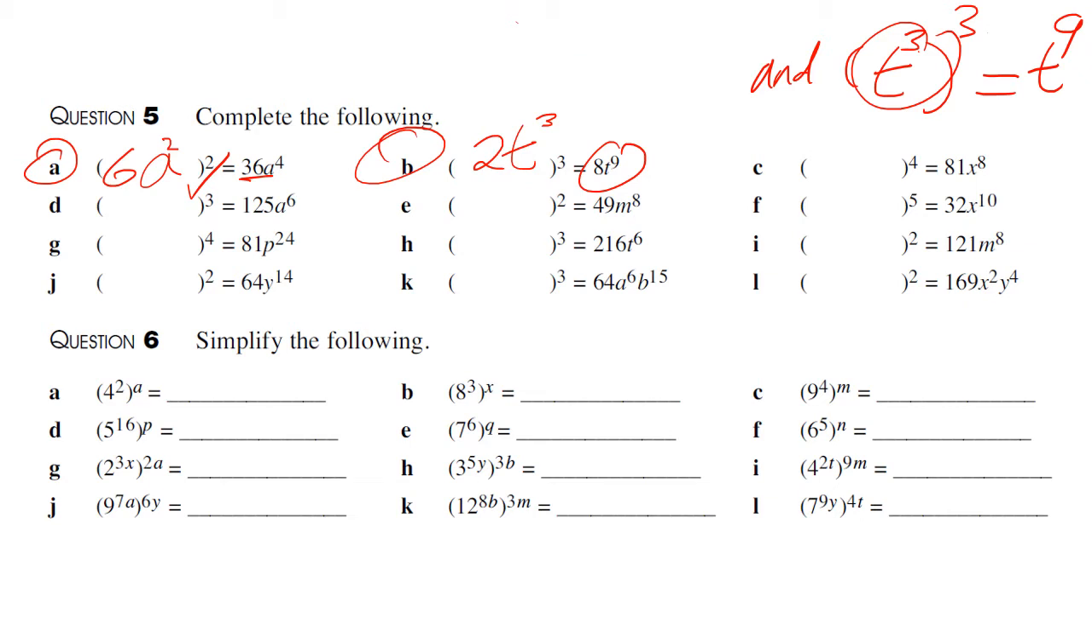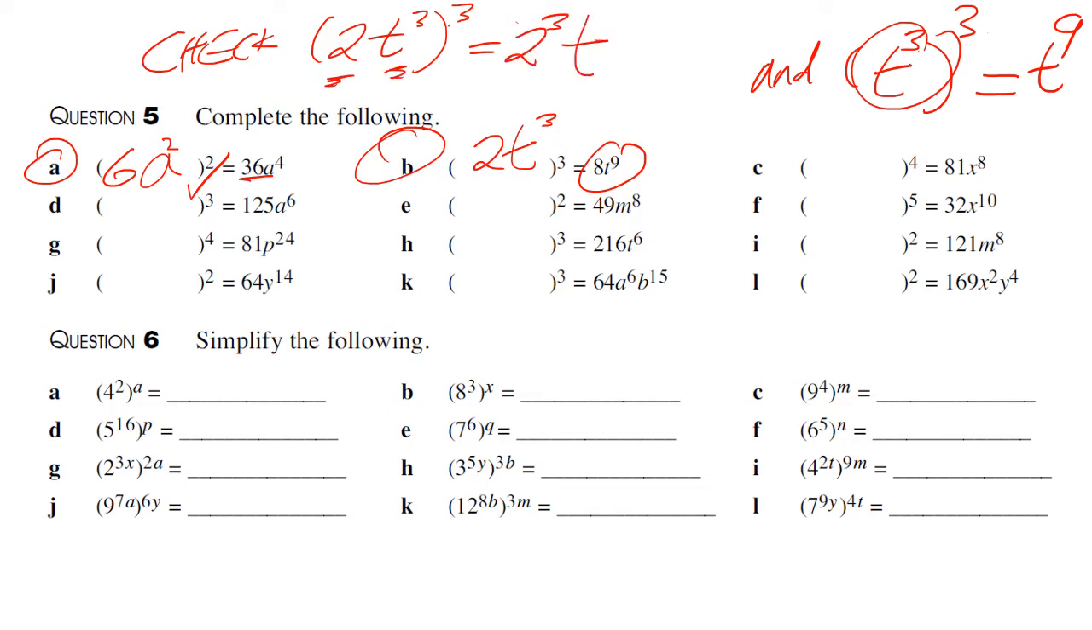Let's check our answers. Let's do a check. If I've got 2t cubed to the power of 3, what does that equal? Well, that equals the first bit raised to the power of 3, 2 to the power of 3, times t cubed times 3, right? Which is 2 to the power of 3 is 8, and t to the power of 3 times 3, which is just t to the power of 9, which means that's correct.